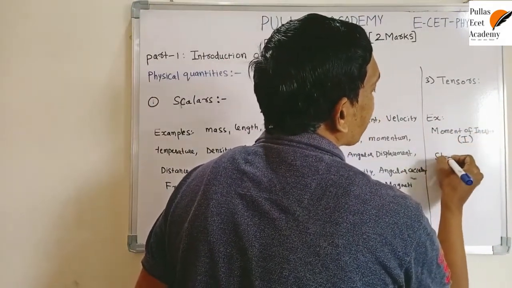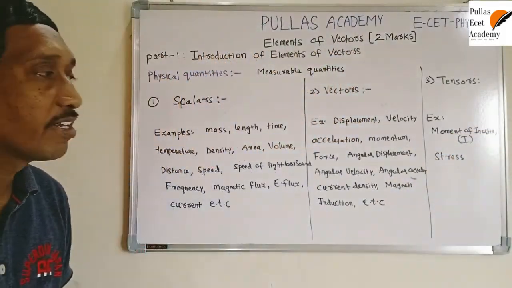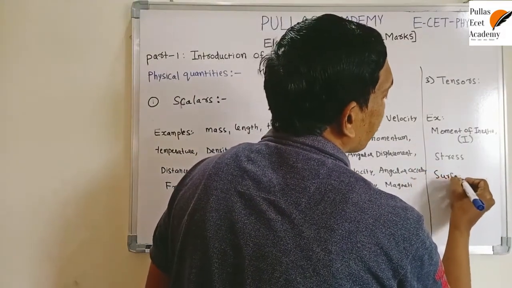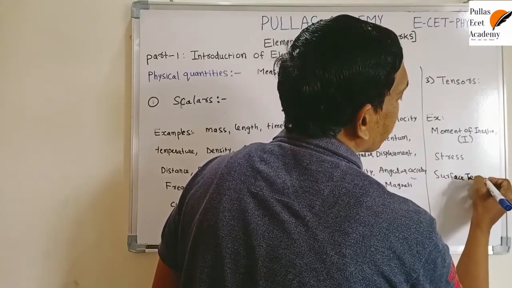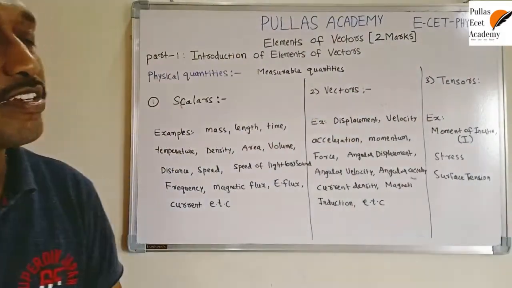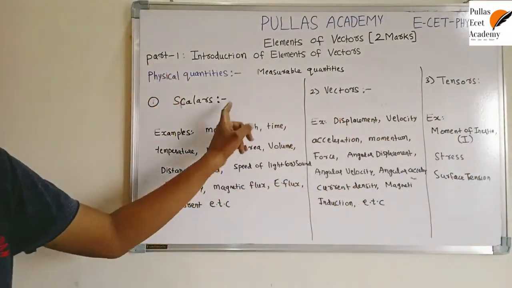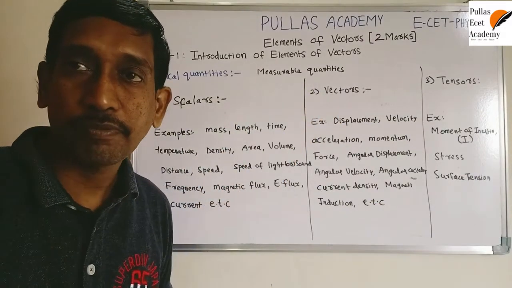One more quantity is stress. Stress stands for force by area. It is also a tensor. One more quantity is surface tension. So these quantities have different magnitudes in different directions. That's why they are called tensors. Just recognizing these points is enough. But here, most concentrate on which is scalar and which is vector, that is the important task.